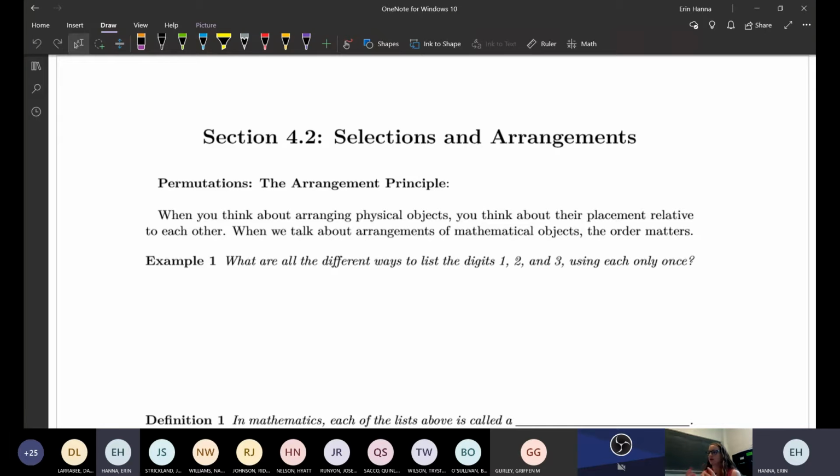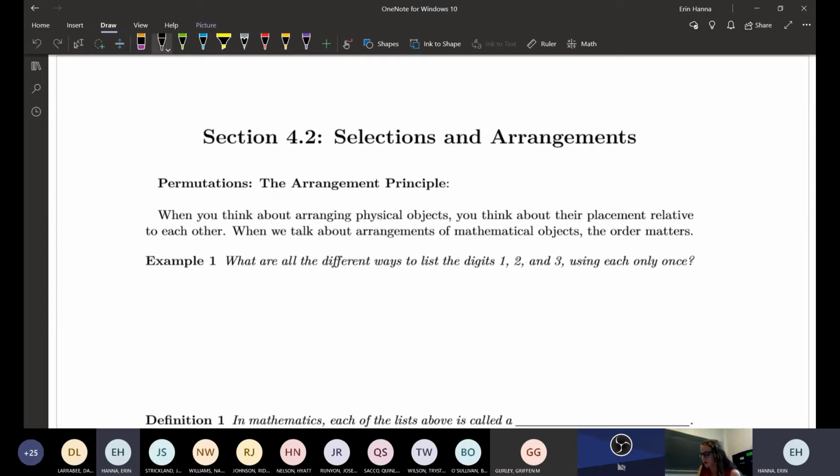When we think about arranging physical objects, you think about the placement relative to each other. We can also talk about that in terms of mathematical objects, and sometimes the order is going to matter, and other times the order is not going to matter. Say we wanted to find all the different ways to list the digits 1, 2, and 3 using all of those digits only once. You could think about it as having 3 choices for the first, 2 choices for the second, 1 choice for the last one, so 3 times 2 times 1.